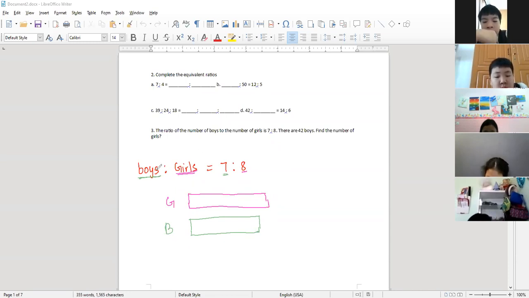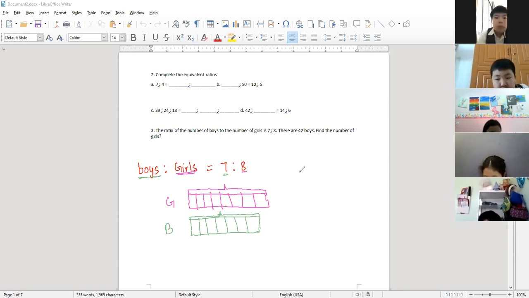Now you have given that boys are 7 units, right? So this whole is 7 units, right? So I divide this into 7 units. 1, 2, 3, 4, 5, 6, 7. Now if I talk about the girls, the girls are 8 units. 1, 2, 3, 4, 5, 6, 7, 8. The girls are 8 units.